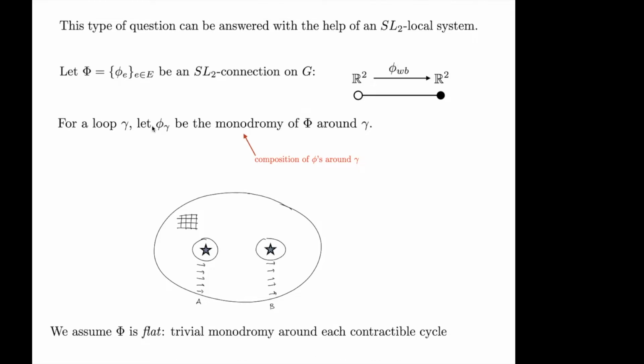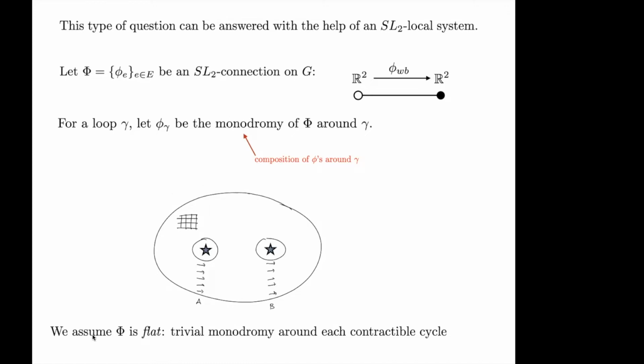And if now I have a loop in my double dimer cover, if I have a loop gamma on my graph, I'm going to call phi sub gamma the monodromy of the connection around that loop, by which I mean the composition of the matrices around the loop. And of course, the monodromy is going to depend on the starting point, but the conjugacy class will not depend on the starting point.